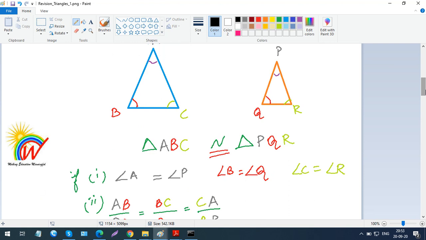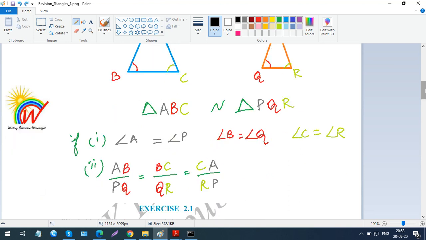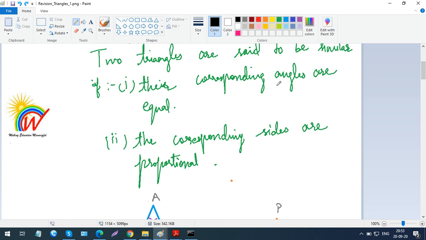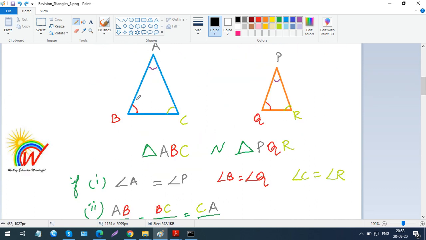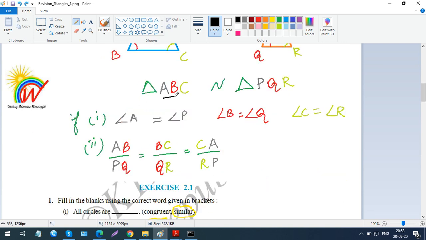See here, I have written that A is equal to P, B is equal to Q, and C is equal to R. Now this is what your first statement says, that the corresponding angles are equal. Now what do you mean by corresponding sides are proportional? That is AB over PQ. So I write the first 2 alphabets over the first 2 alphabets of the other triangle, which should be equal to BC over QR, and that should then be equal to AC over PR. So this is what you mean by corresponding sides are proportional.